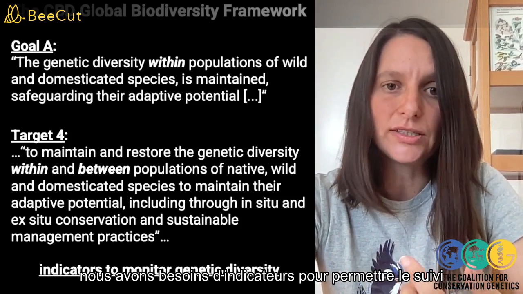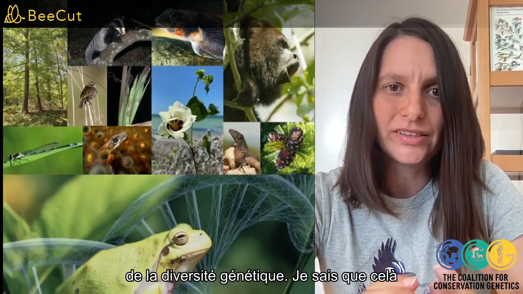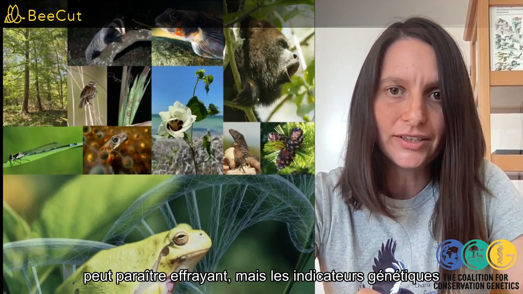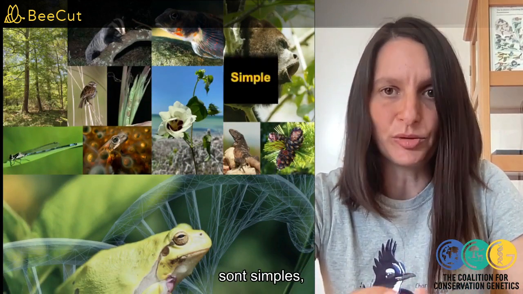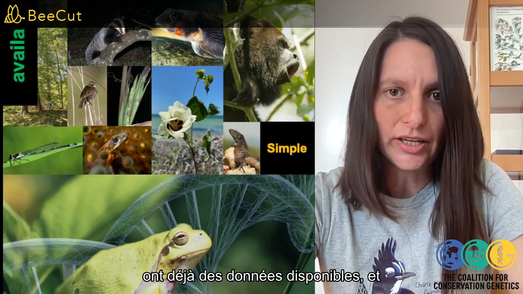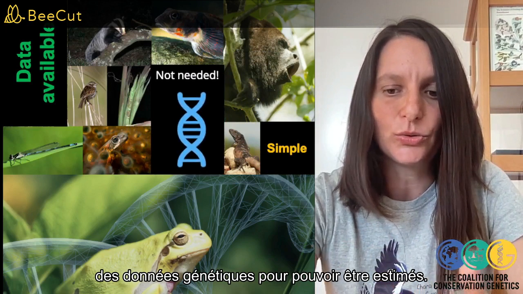And for that, we need indicators to monitor genetic diversity. I know that this sounds scary, but the genetic diversity indicators that were adopted during COP15 are simple. Data is already available, and importantly, we don't need genetic data to estimate them.